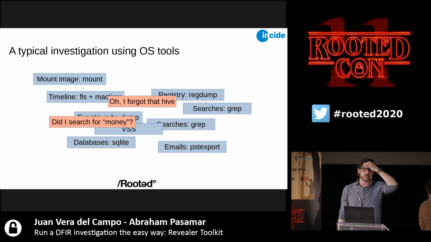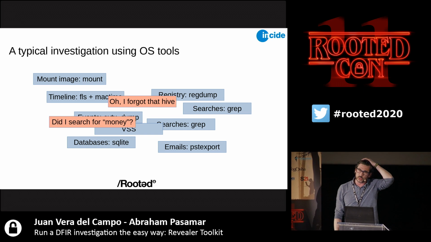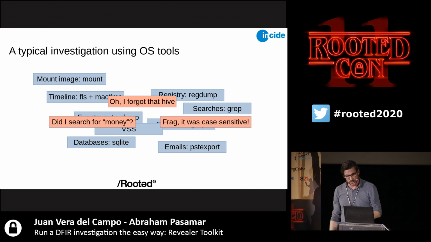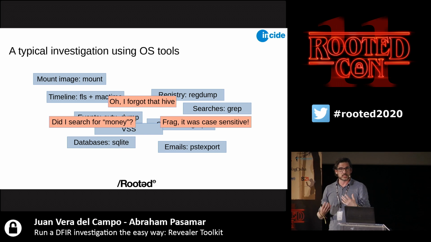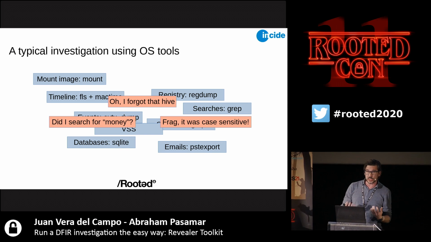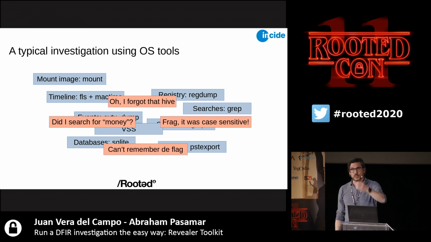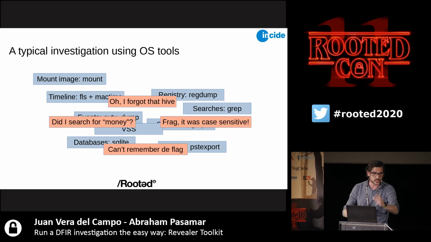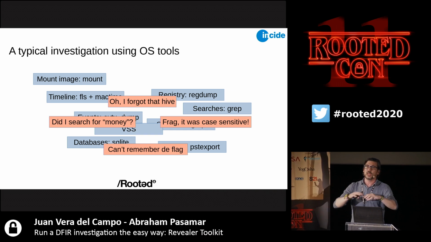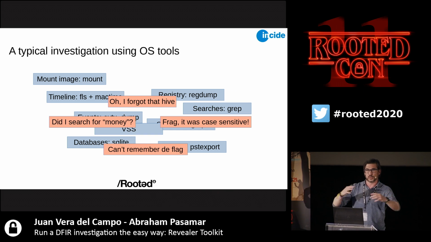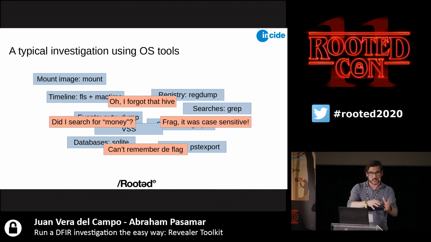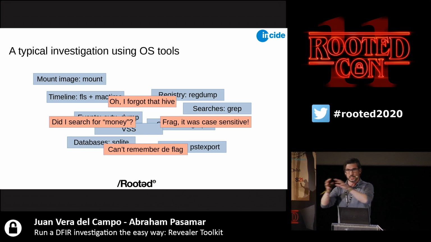But when he's ending a stage, he forgot whether he searched for the word monkey or not, and he doesn't remember if he used it or not. And he realizes that maybe he ran it case sensitive, and he has to repeat the search because he should have used case insensitive in order to find all the occurrences. And when he's going to do it, he forgets the flag for case insensitive, and he needs to look it up in the documentation. So this is a quick example for you to understand the process and to see what are the things that we are doing.